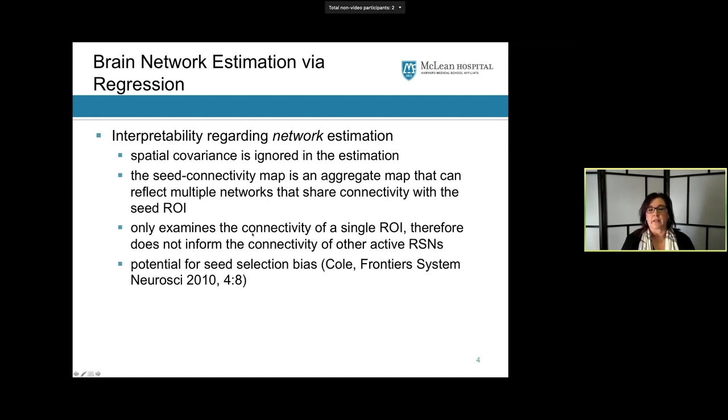This also only examines the connectivity of a single region of interest, so it doesn't inform connectivity of other active networks that are not connected with the seed. And there's potential for seed selection bias, in which very slight changes in the location of a seed, say within posterior cingulate, can give you very different connectivity maps.